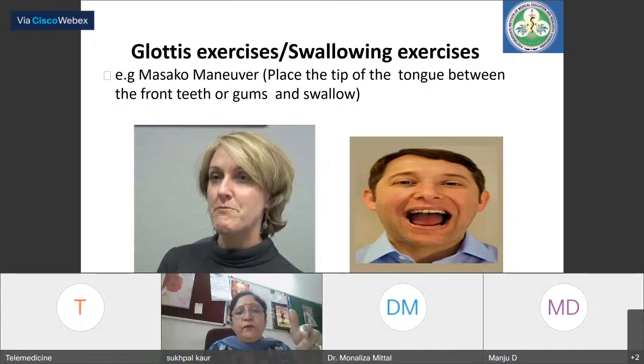So in this maneuver, we are asking the patient to place the tip of their tongue between the front teeth or the gums and then to swallow. These types of exercises help improve the swallowing reflex of the patients.